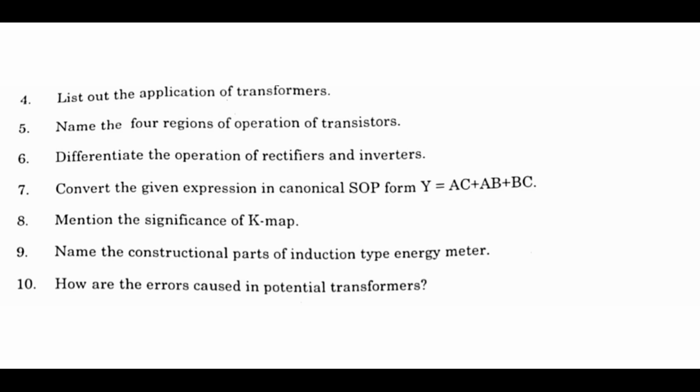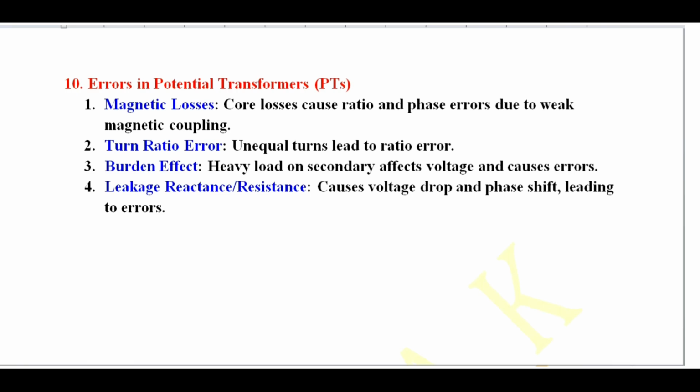Tenth question is, how are the errors caused in potential transformers? Errors in potential transformers are mainly caused due to imperfections in their magnetic and electrical properties. These errors affect the accuracy of voltage measurement and occur due to the following reasons. These are the causes of errors in PTs.